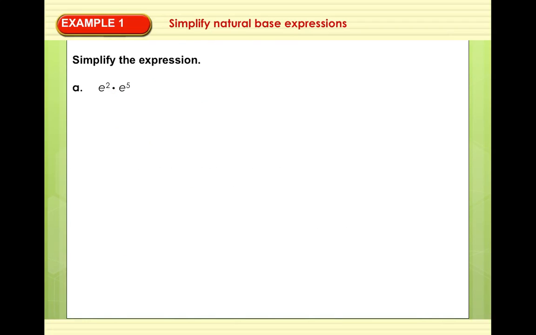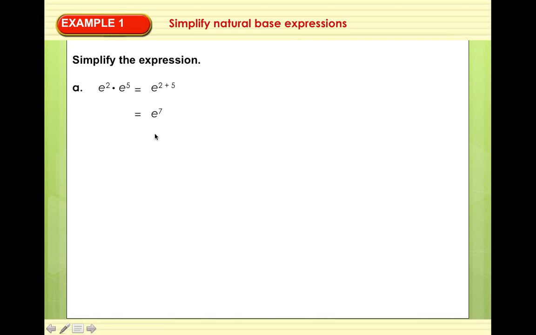Alright, so one of our objectives is to be able to simplify expressions that use e. Well, as we just said, e is just a number. So if you have an expression in which e is the base being raised to different exponents, we can still apply the same exponent rules we've always used in order to simplify these expressions. So e squared times e to the fifth means that I can just add my exponents together since I have the same base, and so that's going to simplify to e to the seventh power.